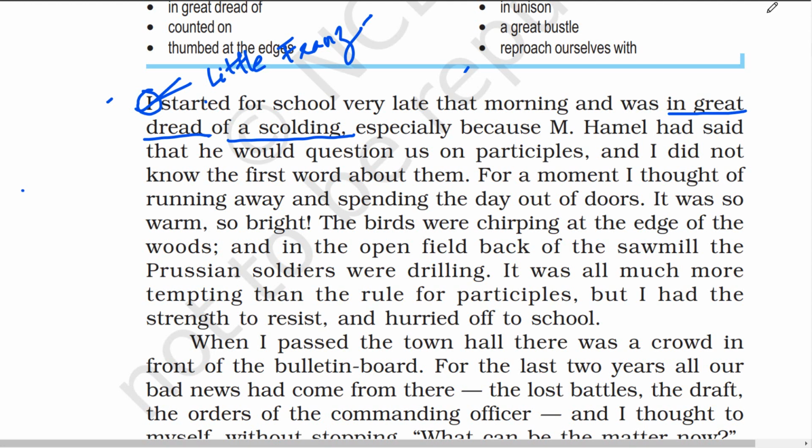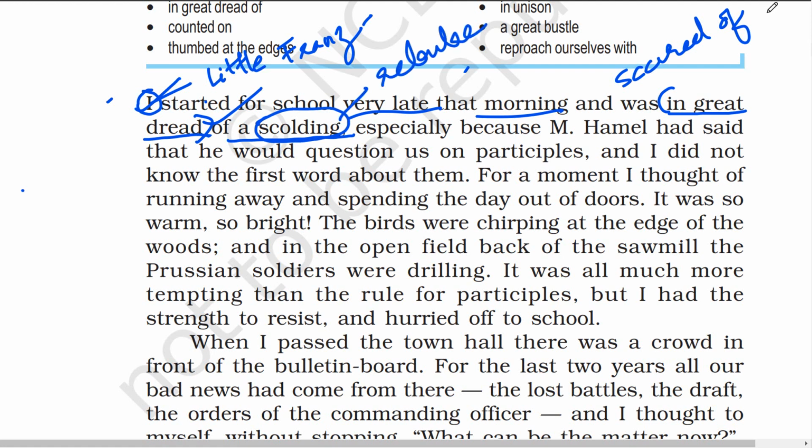I started for school very late that morning and was in great dread of scolding. He was in great dread. Great dread here means he was scared of rebuking. Scolding means a rebuke. So he started for school very late that morning because he was very scared of scolding.